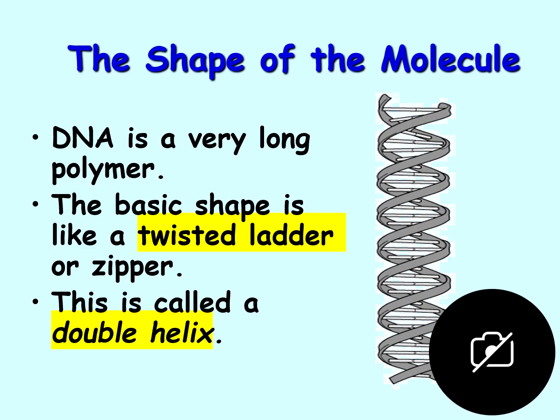But the actual term of the shape for DNA is called a double helix, which means there are two helical structures kind of wrapped around one another. So this is the actual name of the shape, a double helix. It's like a twisted ladder or like a zipper. The actual name, though, is a double helix.